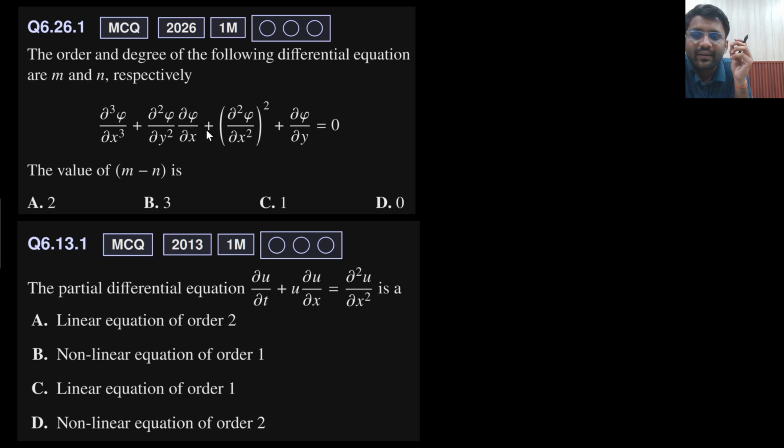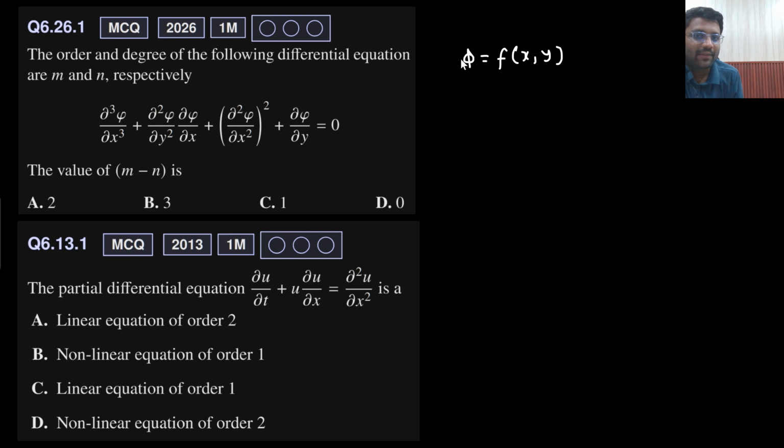Order and degree you need to tell. What is the meaning of order? First of all, let me know phi is a function of what? Sir, phi is a function of x and y. You can directly see here. Sir, phi is partially differentiated with respect to x. Phi is partially differentiated with respect to y. So phi is a function of x comma y.